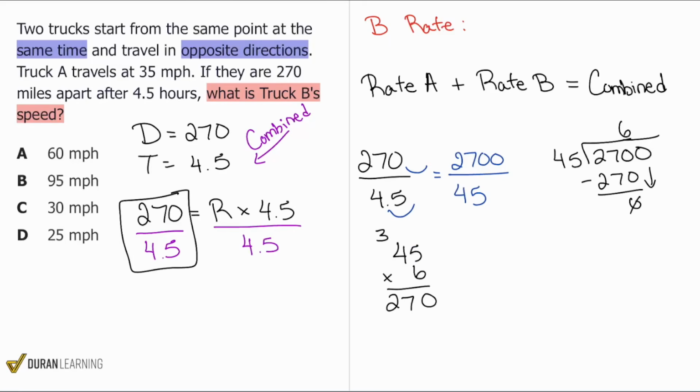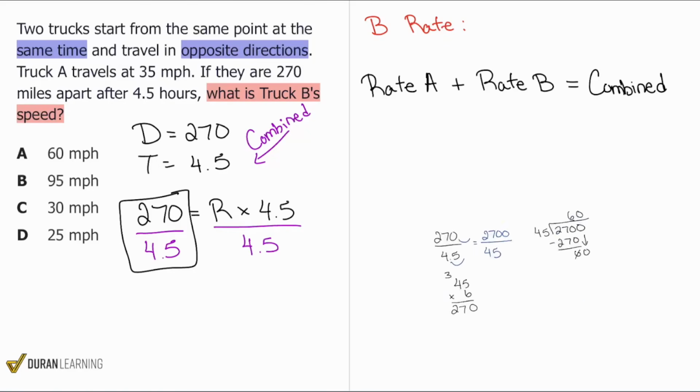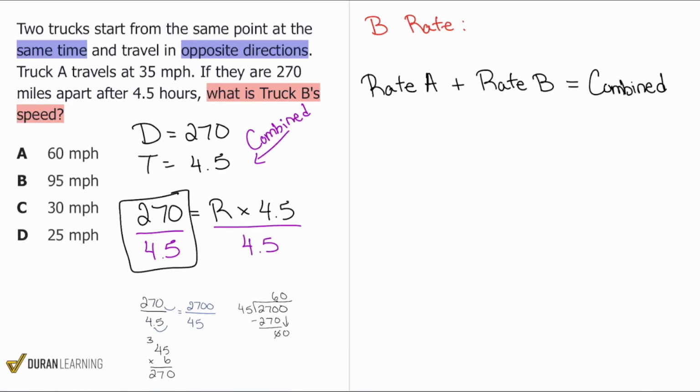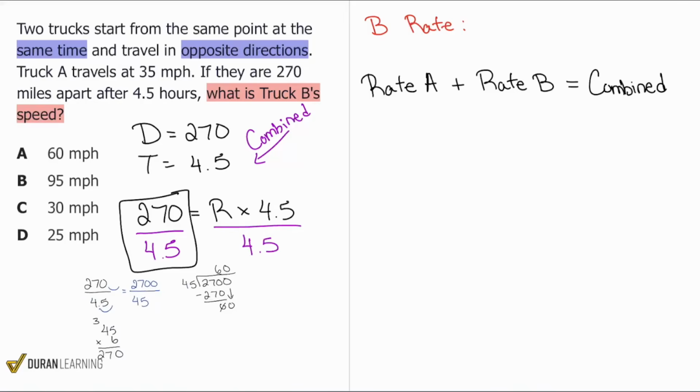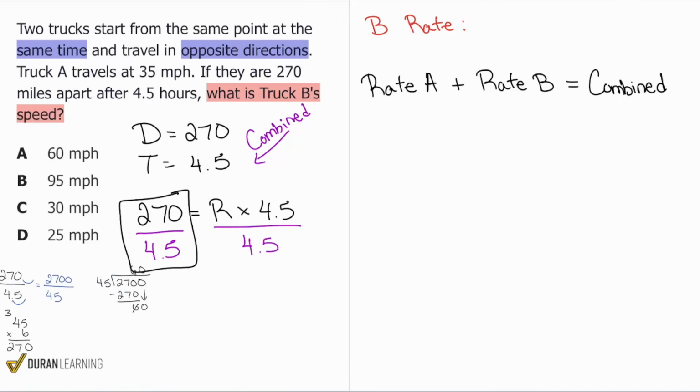And so then we just drop that 0, adding it at the end. So we have 60. This is huge, everybody. This is absolutely huge because now we can solve this problem with less friction. So let me just move this over here where it belongs. And we have our combined rate being 60 miles per hour.